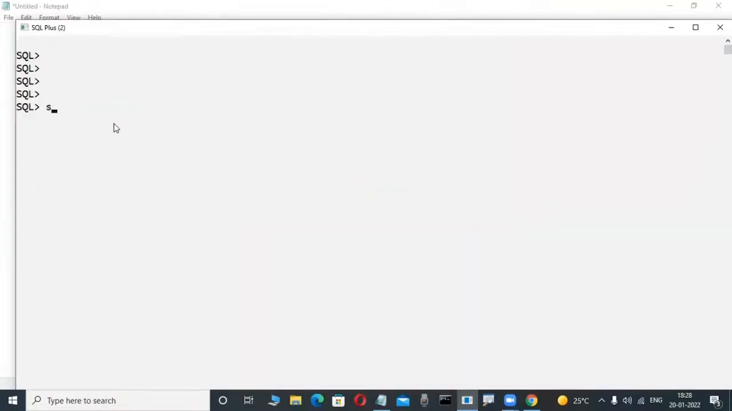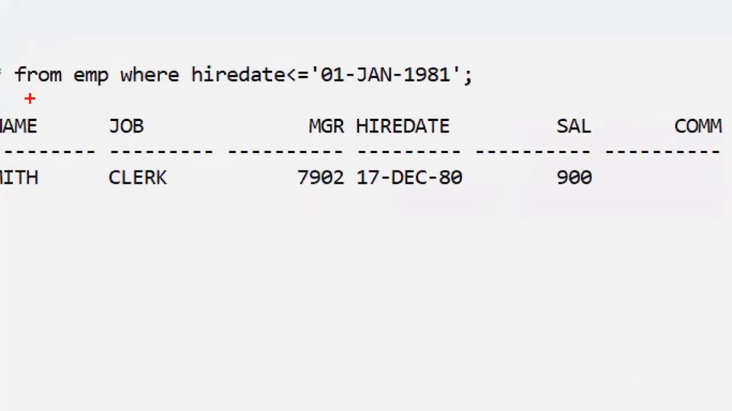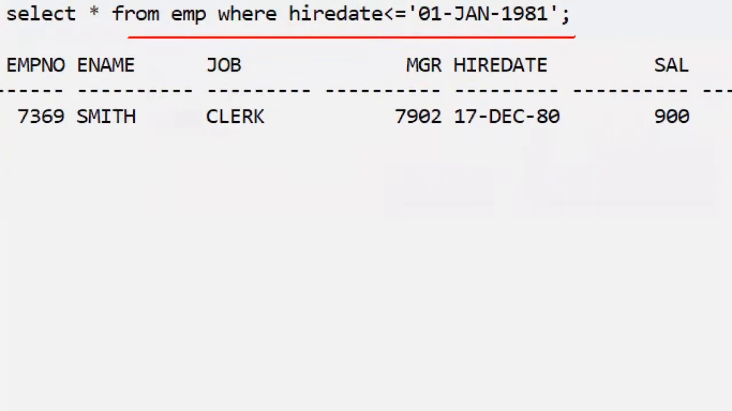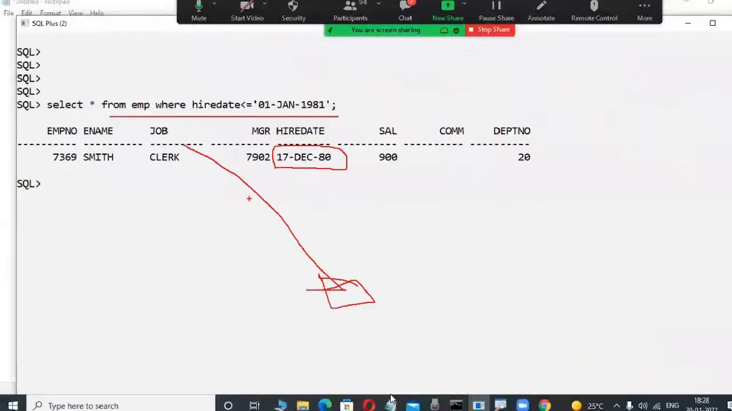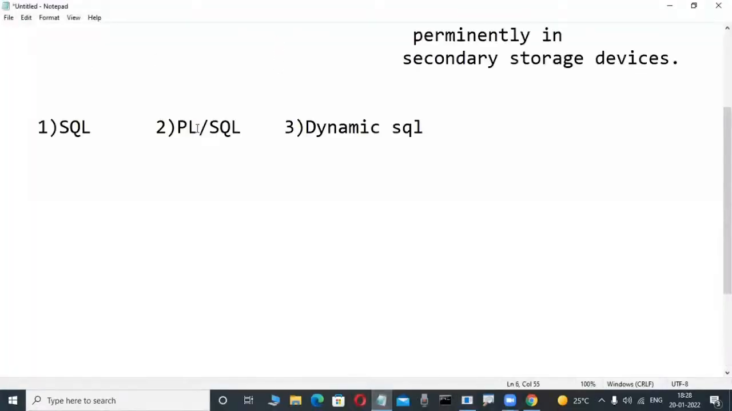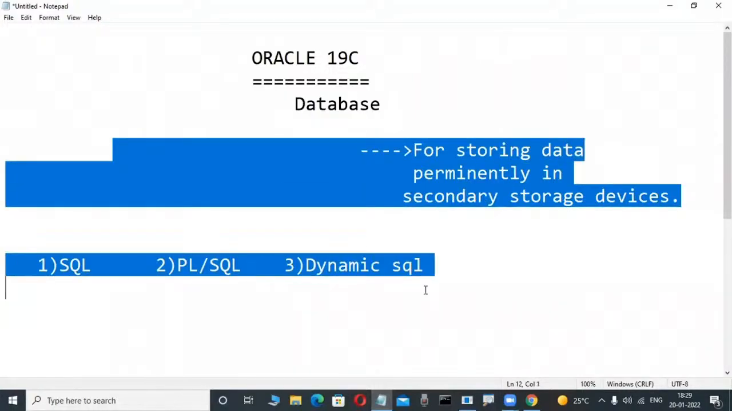Queries. These are called queries. Observe here: select star from table name where hire date is less than or equal to, for example, 1st January 1981. Just by writing queries like this, the data is automatically displayed. With a single line of code, the employees who joined before 1981 are automatically retrieved from the database. That's why efficient data retrieval is most powerful, and it is possible only through these databases and these languages.